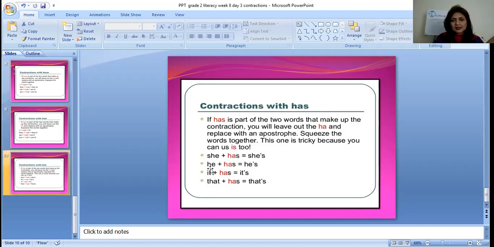Same goes for has. He plus has, he's. Now, if has is part of the contraction, you have to leave out HA and squeeze it. This one is tricky because you can use is too. Now, she plus has, she's. He plus has, he's. It plus has, it's. So this is how contractions are written.